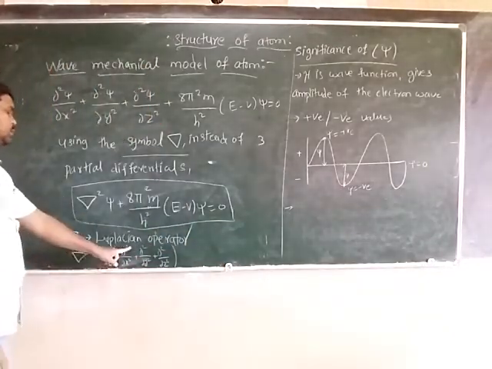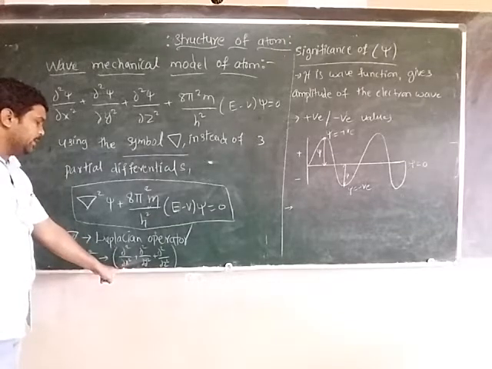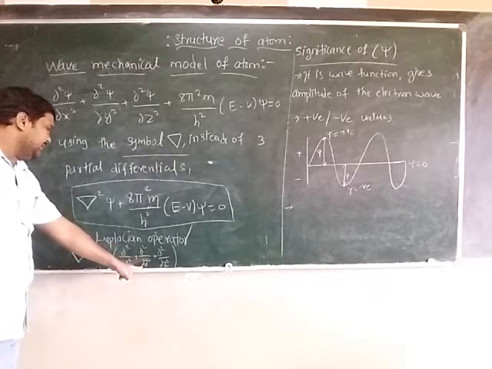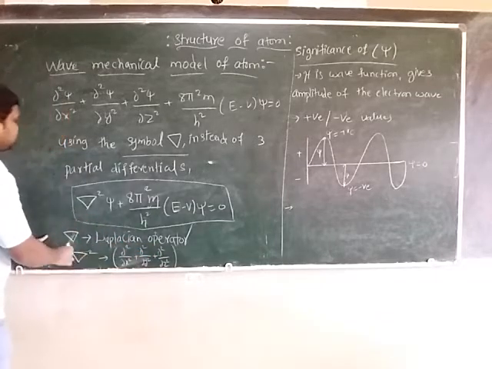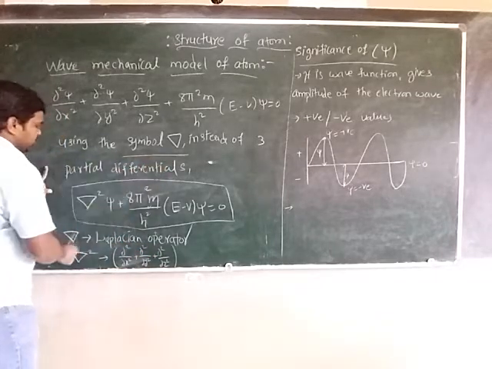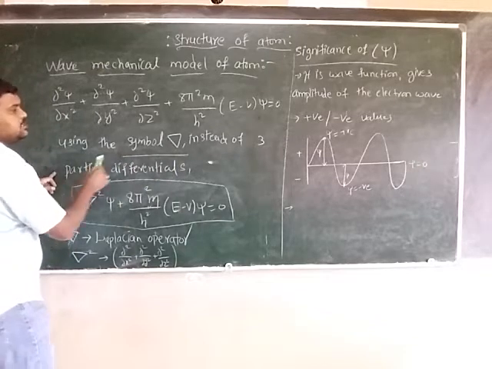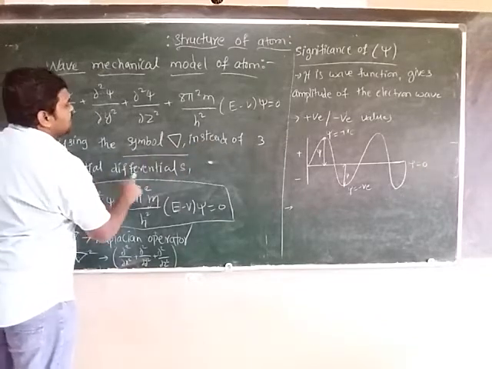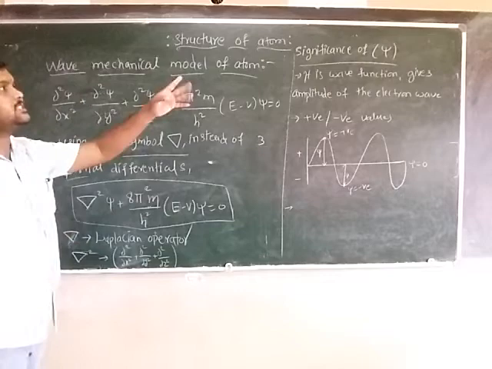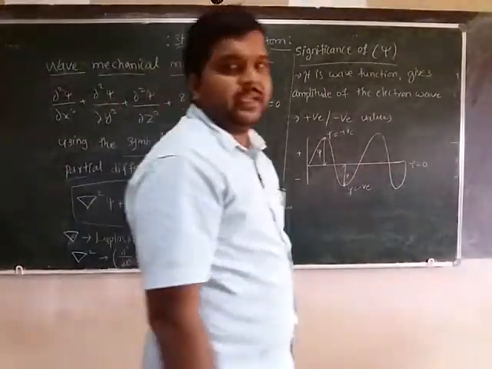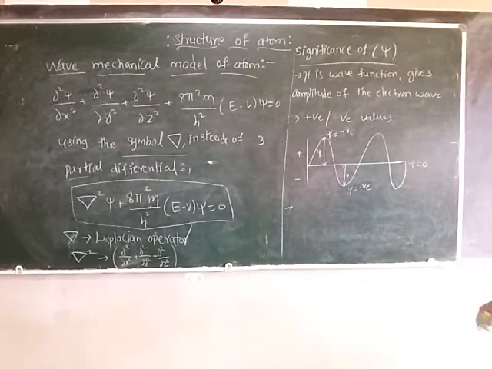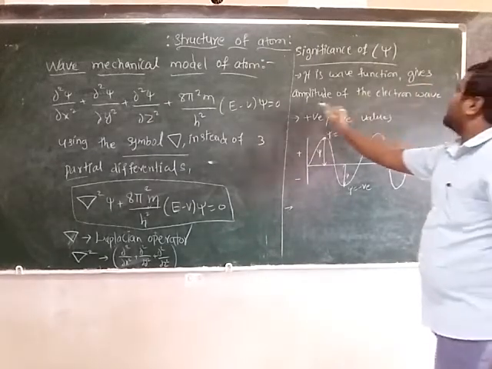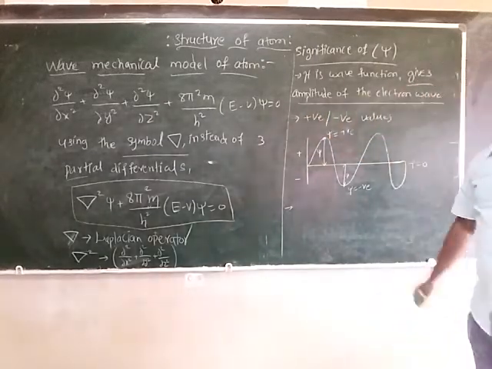Del square is del square by del x square plus del square by del y square plus del square by del z square. This symbol is known as the Laplacian operator, used instead of three partial differentials. Next, the significance of psi or the wave function. What is the significance? The wave function gives the amplitude of the electron wave.